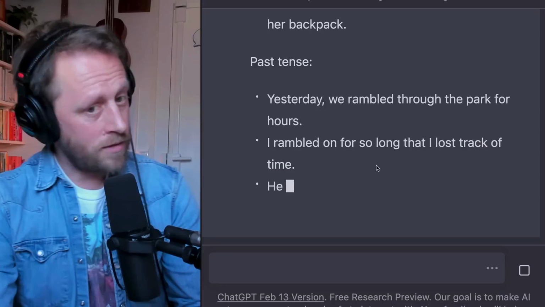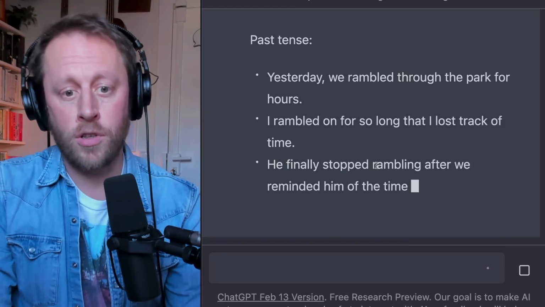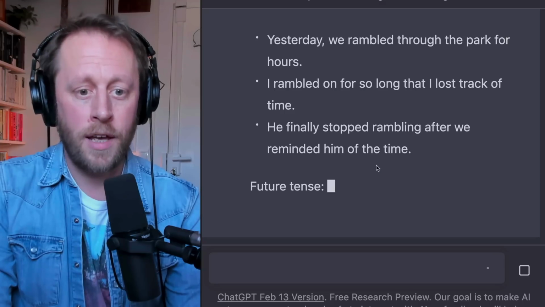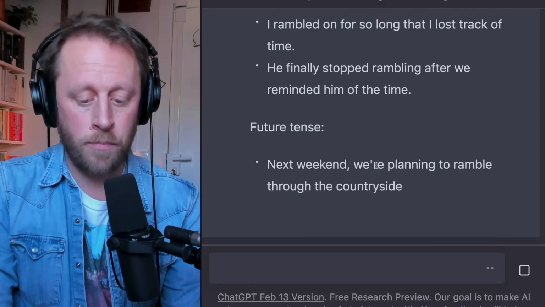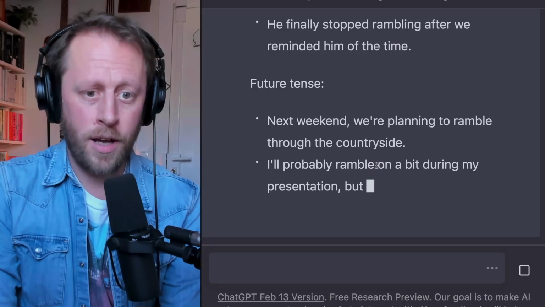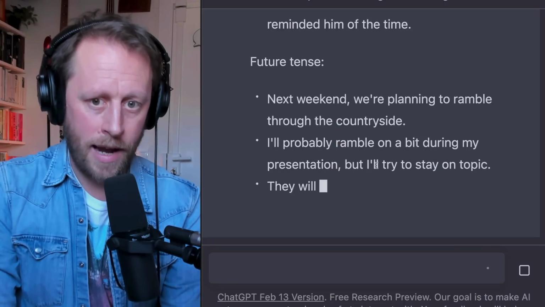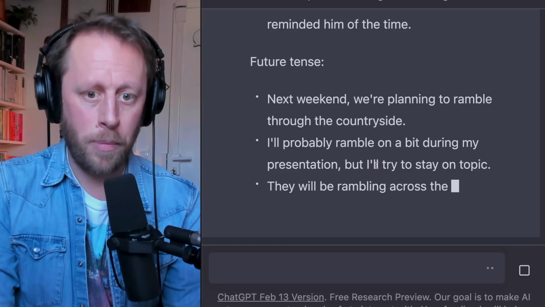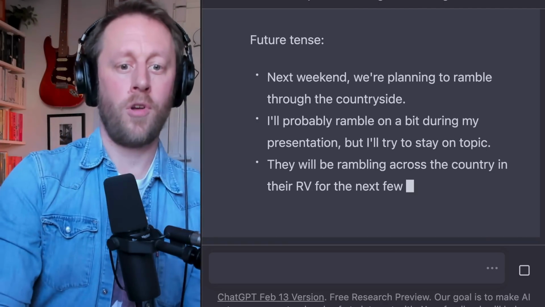Okay, so it does the task. And what's kind of better here is that you can specify exactly what kind of example sentences you want, rather than relying only on the ones that have been given to you by the dictionary. You can actually request more and more and be more specific. Future tenses. Next weekend, we're planning to ramble through the countryside. I'll probably ramble on a bit during my presentation, but I'll try to stay on topic. Not bad. We're going to keep moving forwards here.